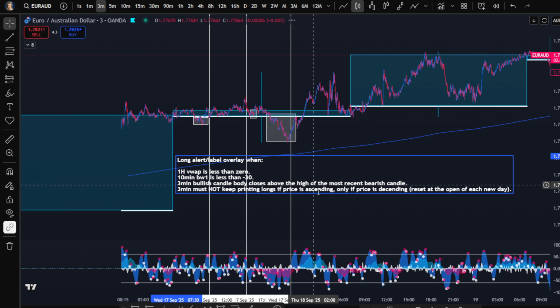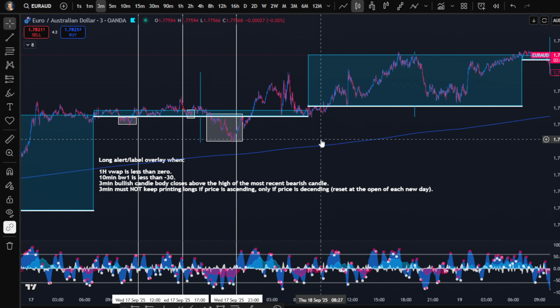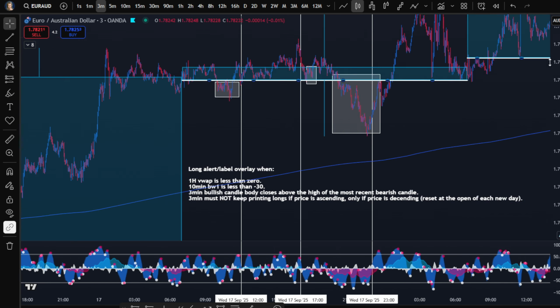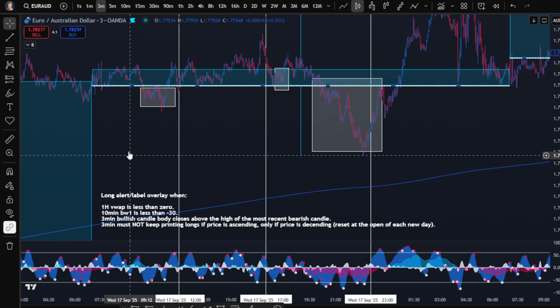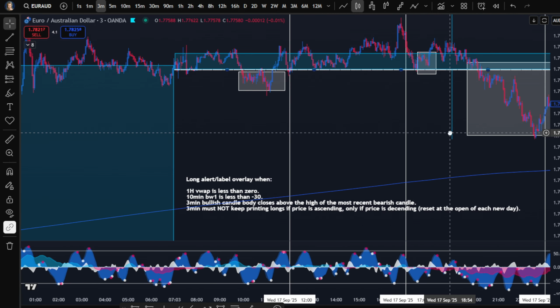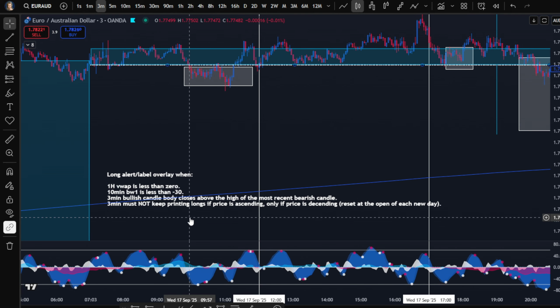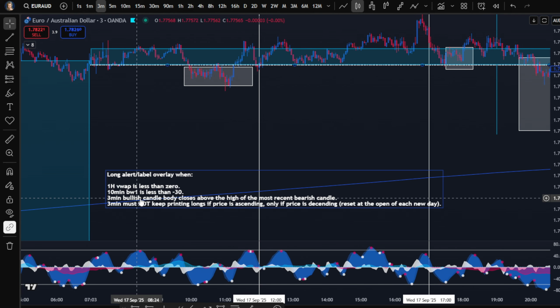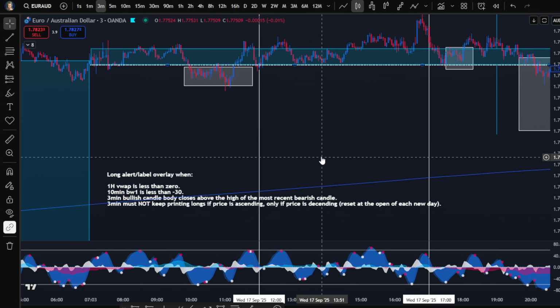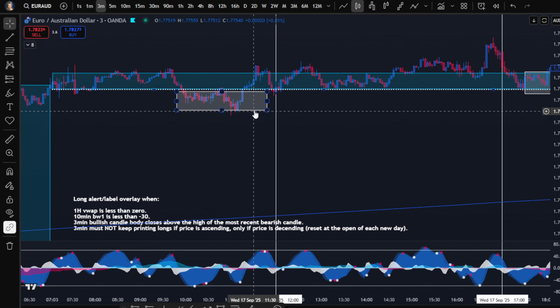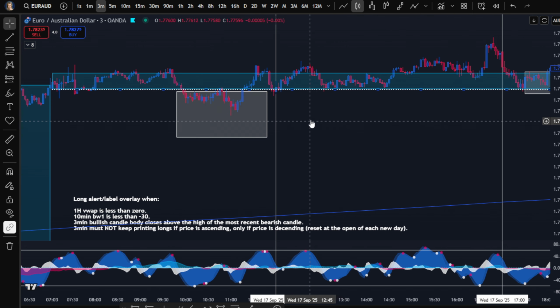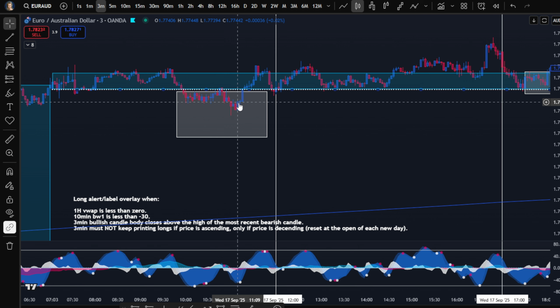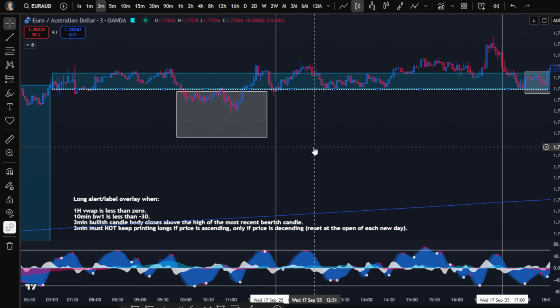I tried to code it with AI, but the AI is very ugly, not as sexy as your indicators, as you know. So I'll just zoom in for you. If you are getting a 3-minute bullish candle, it needs to body close above the high of the most recent bearish candle. So I'll just stretch this box out. You can see over here, this candle is body closing above the high of the most recent bearish candle.